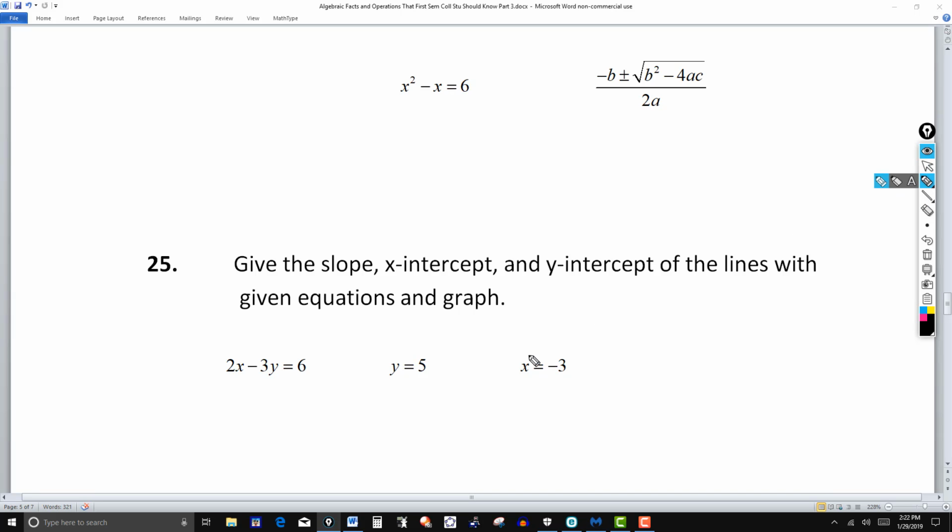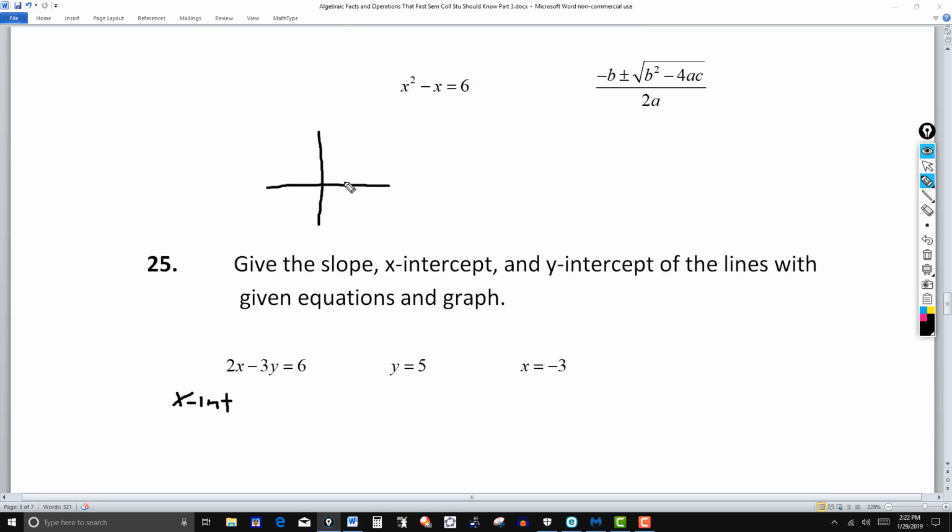This one says, give the slope, x-intercept, and y-intercept of the lines with given equations and graph. So in this one then, the x-intercept is where the graph crosses. Let me draw the axis over here. So it crosses the x-axis. That's your x-intercept.